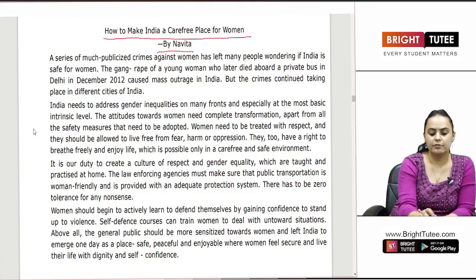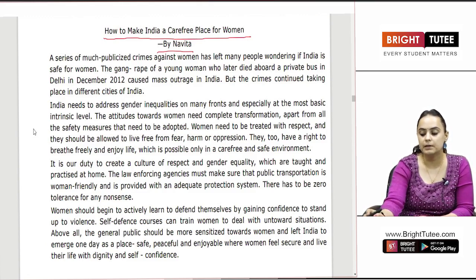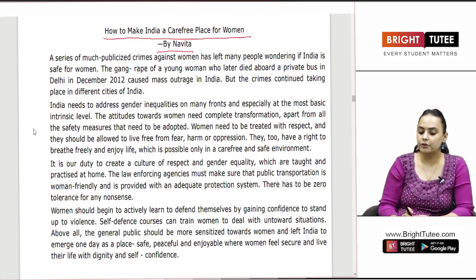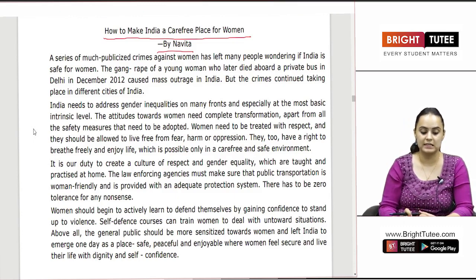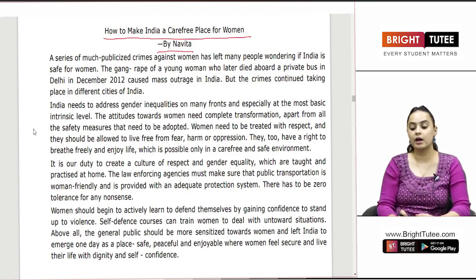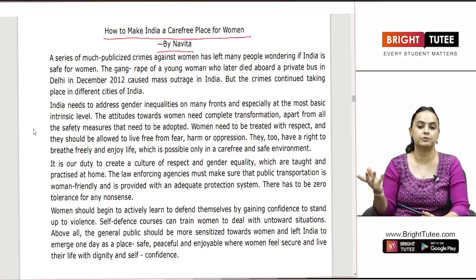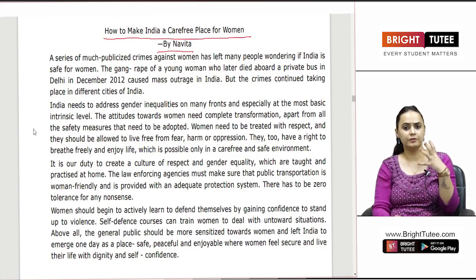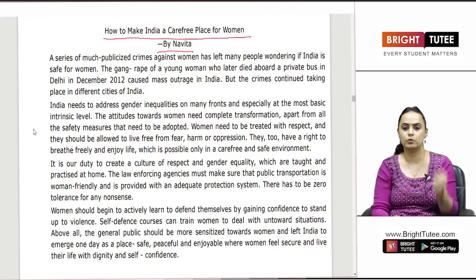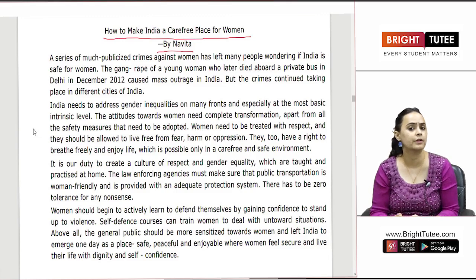A series of much publicized crimes against women has left many people wondering if India is safe for women. The gang rape of a young woman who later died aboard a private bus in Delhi in December 2012 caused a mass outrage in the country. But the crimes continue taking place in different cities of India. So you see, you've begun the article on a very serious note, asking a few questions, emphasizing on something very important.